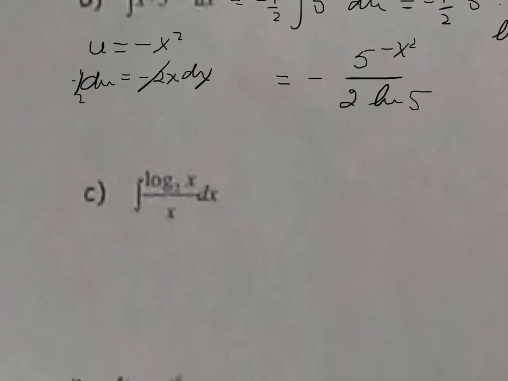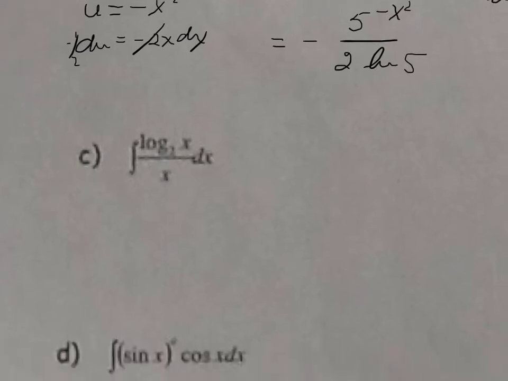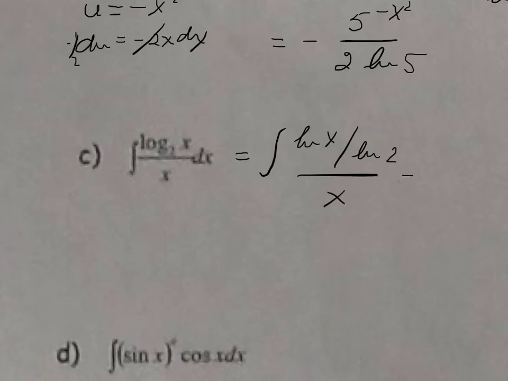And the last example, integral of log, which really we don't know how to integrate, so let's use the change of base formula first. So we're looking at the integral of ln of x over ln of 2 over x. We can factor 1 over ln of 2 out, and then it's an integral of ln of x over x, and I'm sorry, I'm running out of room, dx at the end.